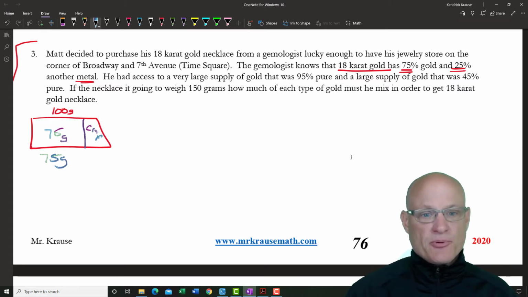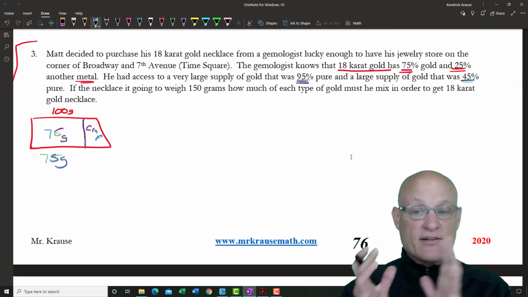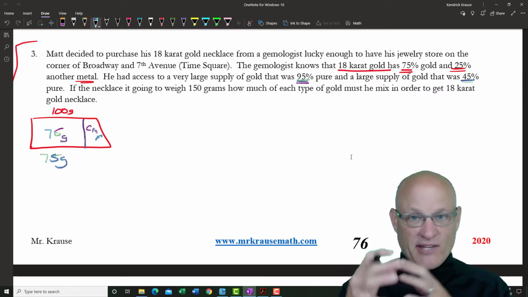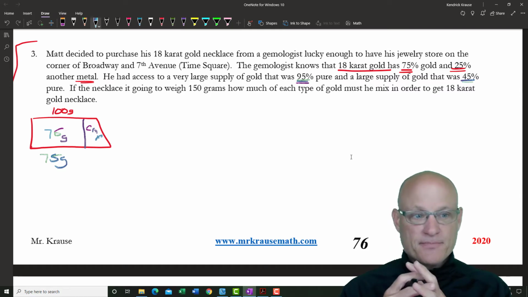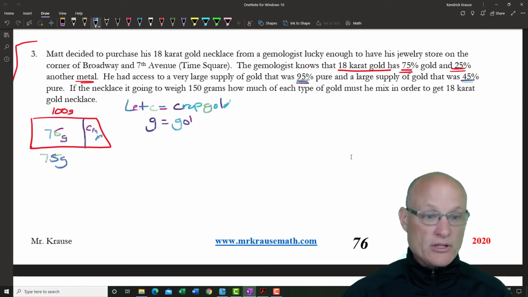He has a large supply of gold that's 95% pure, and he has a large supply of gold that's 45% pure. So he's got this really good gold, and he's got this other gold. He wants to mix it so that the percentage is 75%. So what we're going to do is say let C equal crap gold, and G equals gold, the really good stuff.